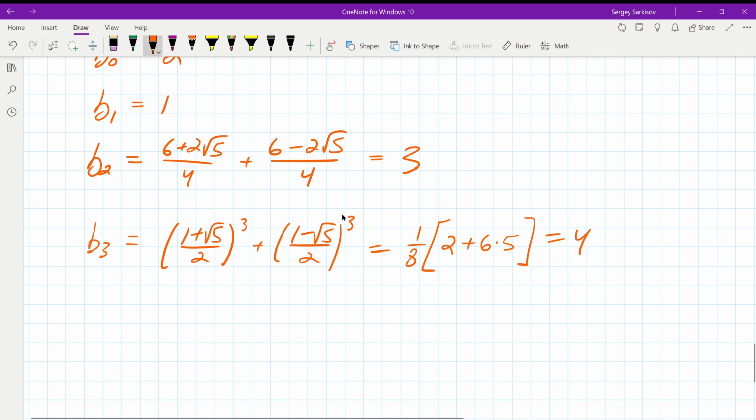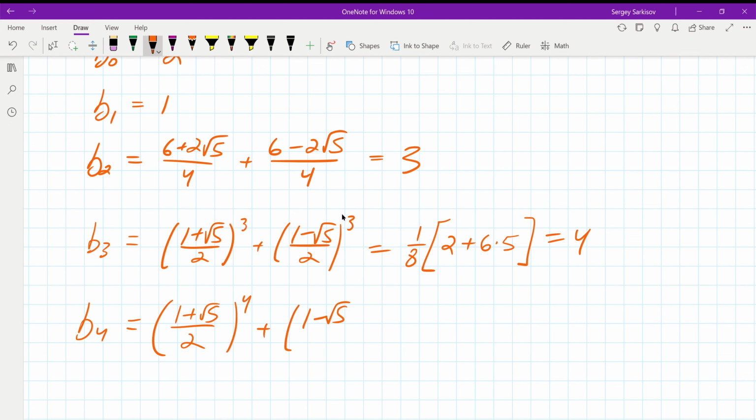Huh. All right. I'm kind of messing around here. All right, B4. Well, let's do one more. That's kind of cool if I can do that. It's 1 plus root 5 over 2, forgot this, it's a cool formula, to the 4th plus 1 minus root 5 over 2 to the 4th. Let's just do that one this time. This is going to be a little trickier.